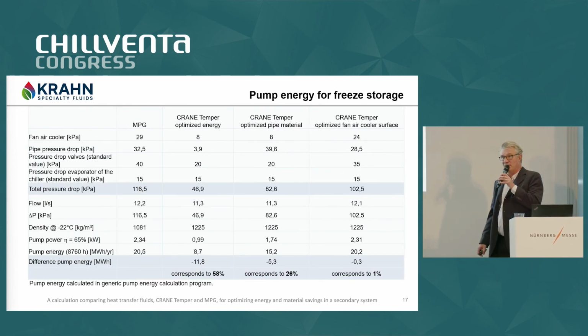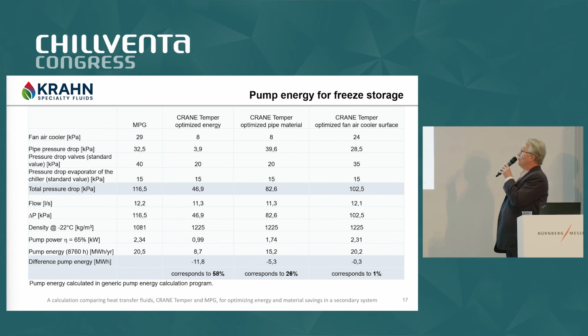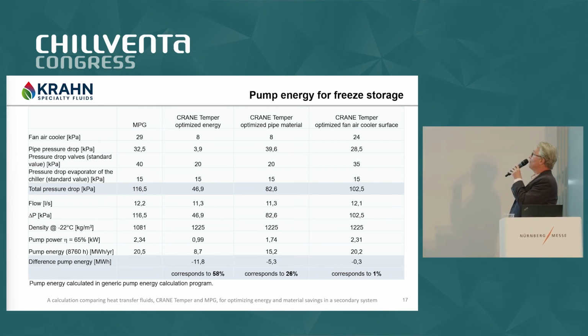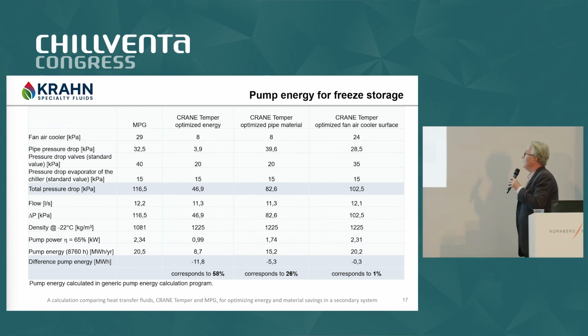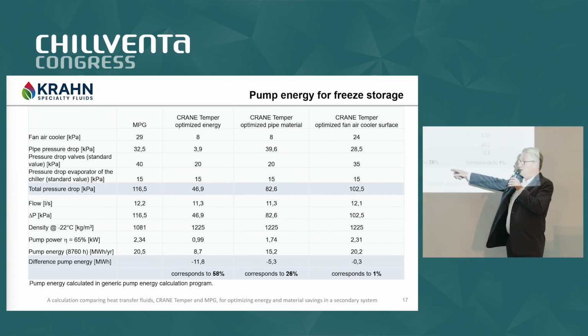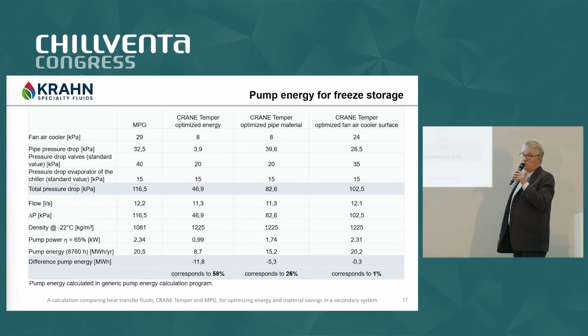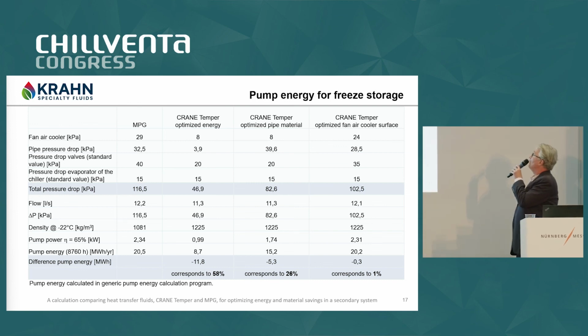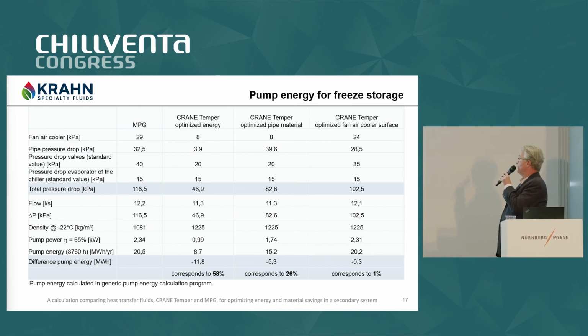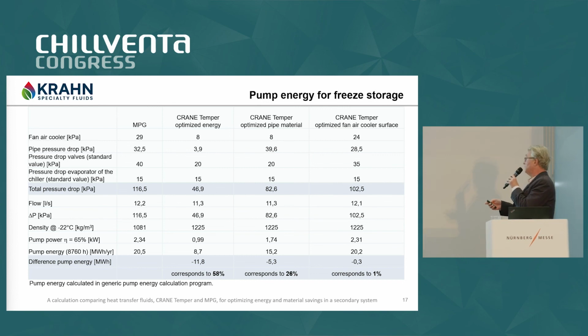The pump energy consumption in the freezer application is like this, and you see it's quite lower for the Kraneteper optimization alternatives compared with MPG. And in energy consumption, you can earn up to 58%. That's a lot. Even in the case when you're optimizing the pipe materials, you reduce the energy consumption with 26%. It's quite a lot. Not so much when you're optimizing for fan air cooler surface, but instead you have a lower investment cost for the air cooler.